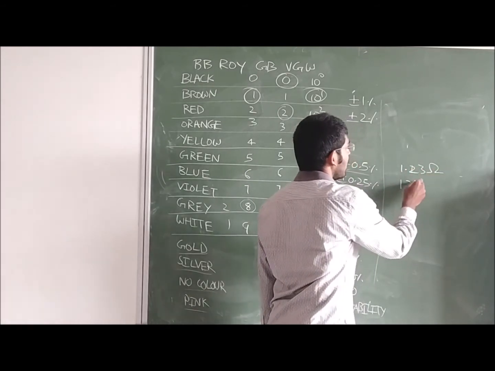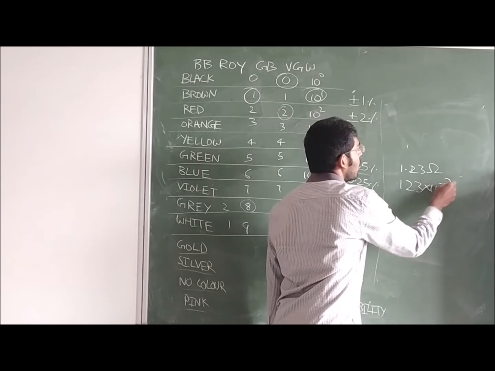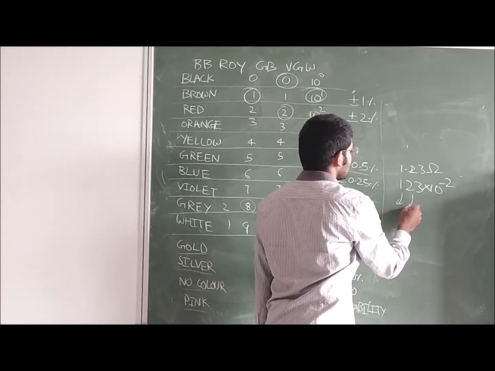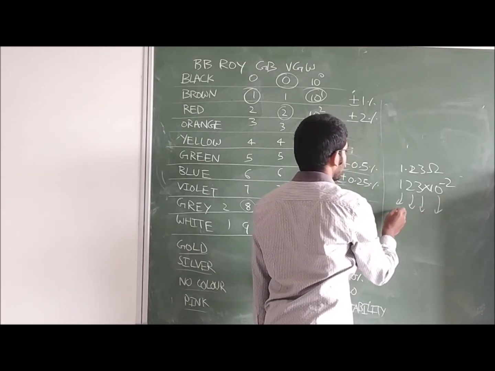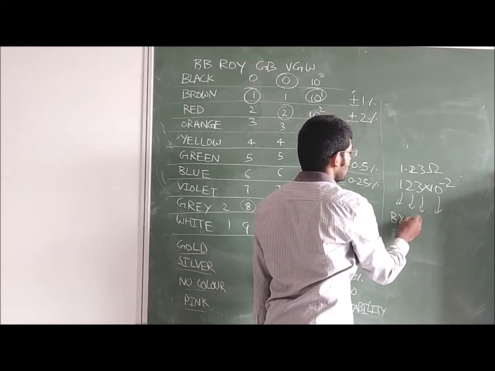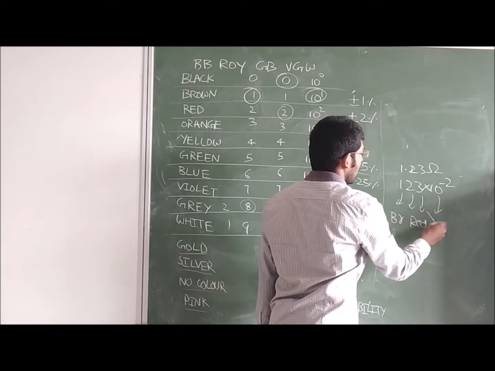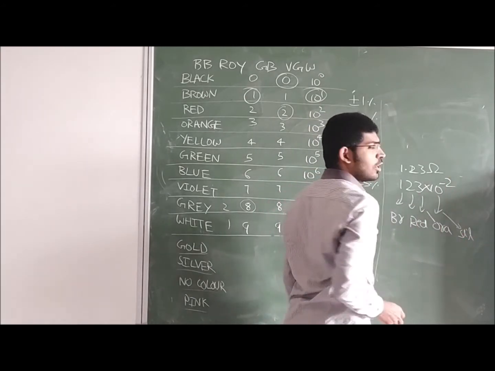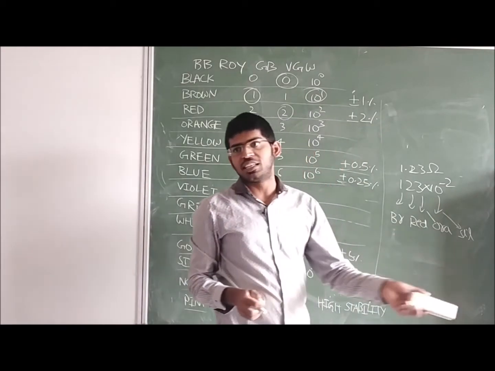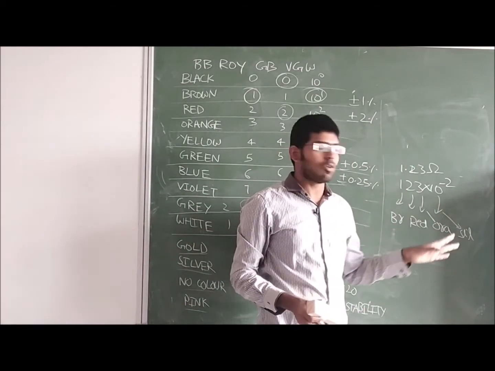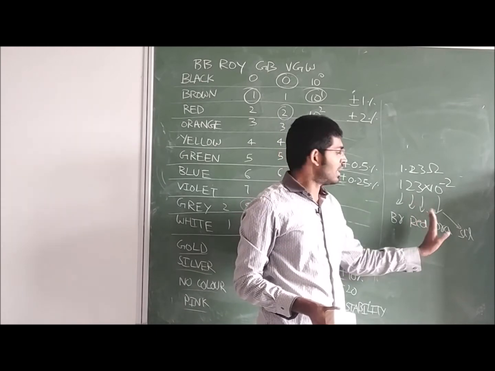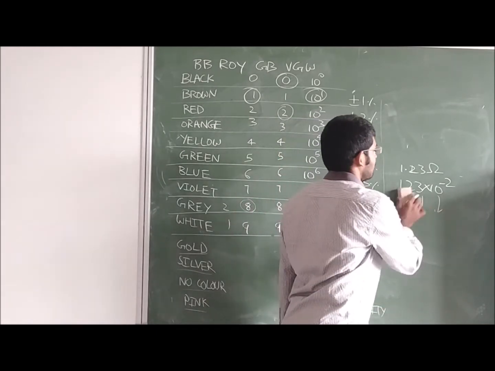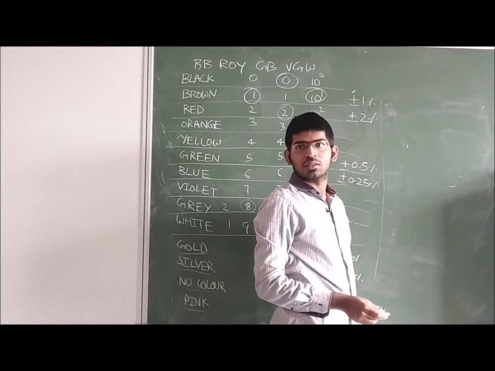1.23 ohms. So 123 into 10 to the power minus 2. This is first digit, second digit, third digit, multiplier. Brown, red, orange, silver, again tolerance plus or minus 10%, silver. So 1.23 ohms: brown, red, orange, silver. Okay, next.